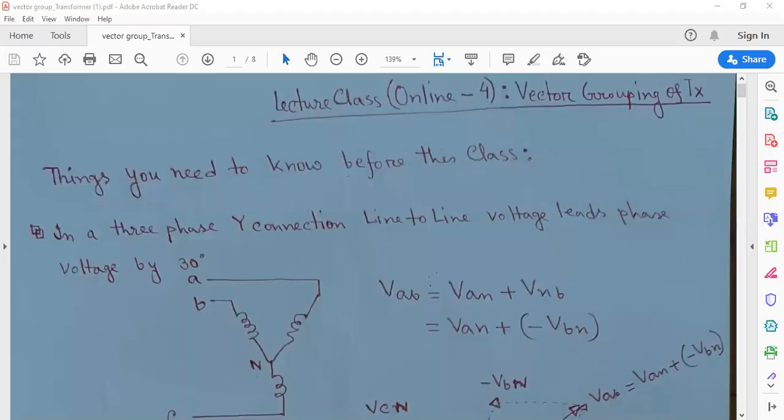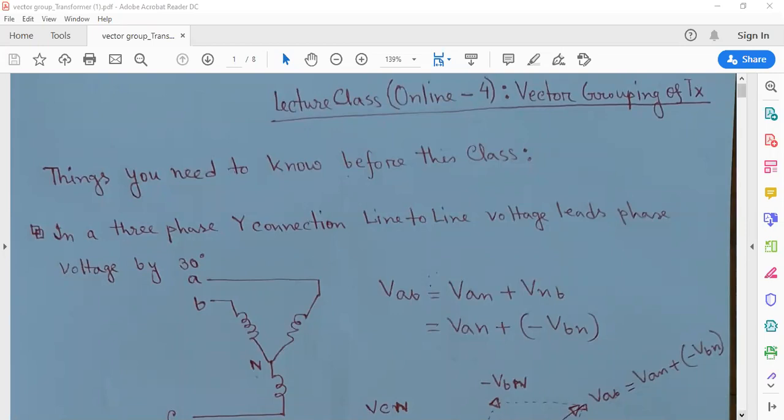At first we need to know some things which are previous knowledge of ours. Please look at the computer screen. This is what we are going to discuss today.